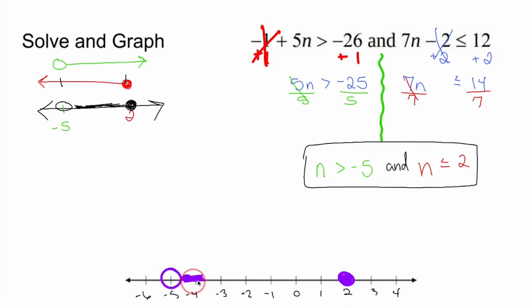And what this means is any number that I choose that's represented in purple here, like 0, like -3, like regular 2, I can plug into this original inequality and that original inequality, and it'll work for both. And that's what I need. I need inequalities to work for both. And that's how you solve and graph an "and" compound inequality. Fun.